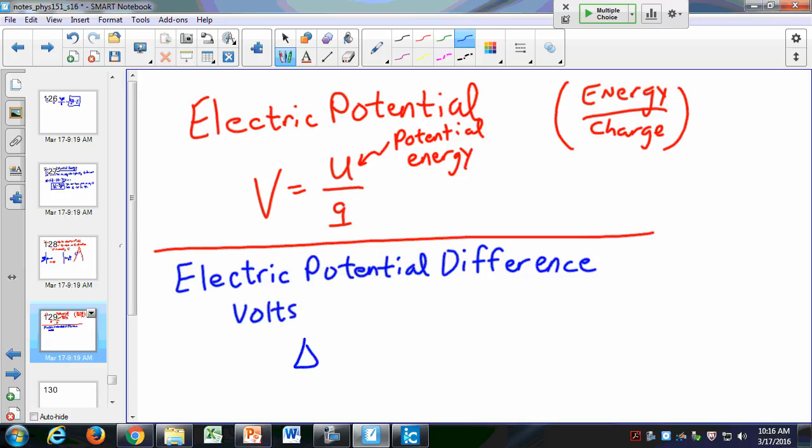but the potential difference, which we're going to call delta V, is just equal to the difference in potential between two points. So let's say that I have a charge here. I have a certain potential here. I'll call this V2. I have a certain potential here. I'll call that V1. And so the potential difference is just going to be the difference in these two values.